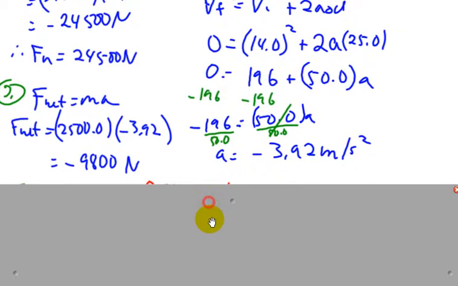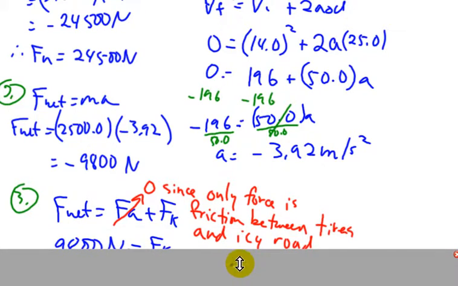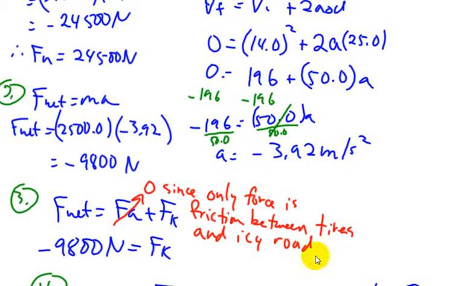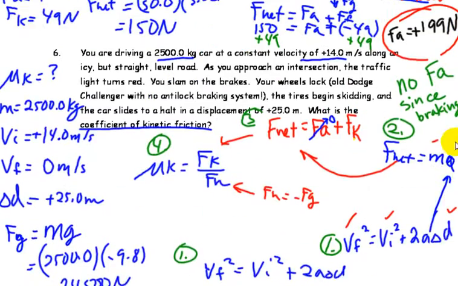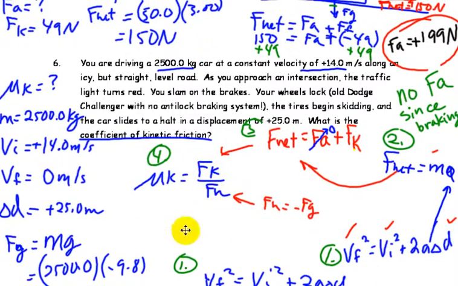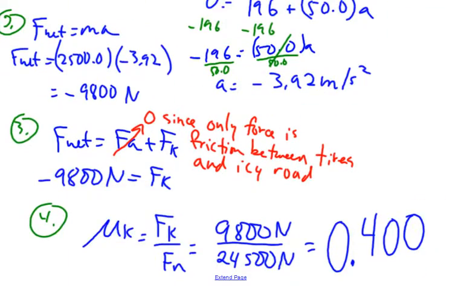And as I mentioned, that is what friction force is as well, because I'm not applying any force. My wheels are locked. I just have tires sliding on ice. So my friction is negative 9,800 newtons. So I know what friction is. I know what normal force is. Just use the size of the numbers themselves without negatives. My 9,800 newtons divided by normal force, 24,500, and I get 0.400.